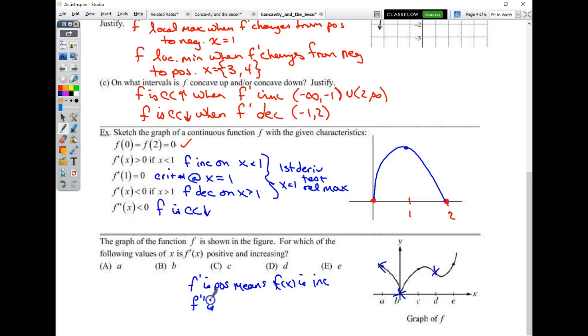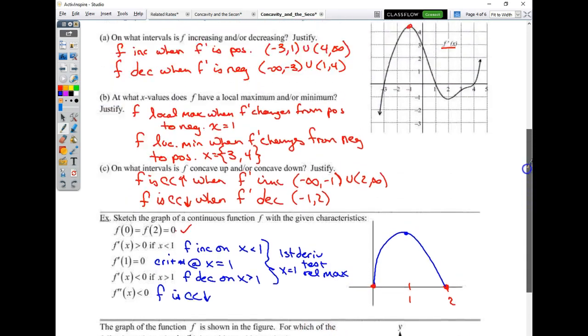F prime is increasing means f is concave up. This region is concave down, because it looks like a downward facing parabola. This region right here looks like an upward facing parabola. Your answer is E. At this point in time, you've gotten everything that you really need from this section.